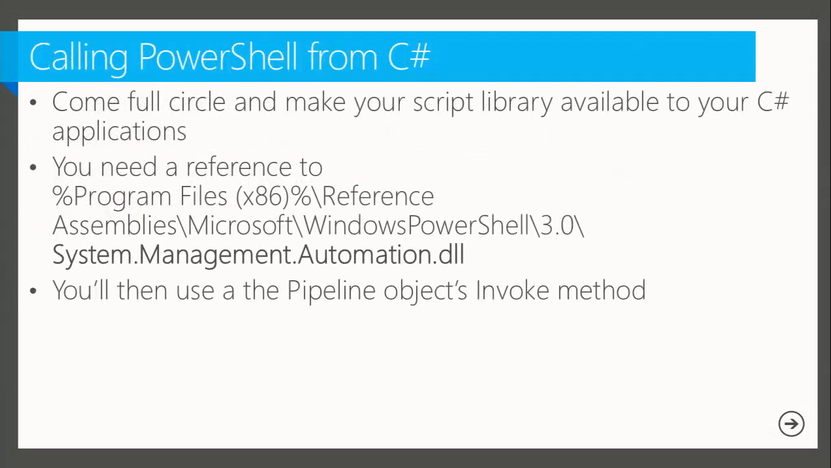So to call PowerShell from C#, you need a reference to the System.Management.Automation interfaces, and then use a pipeline object's Invoke method, assuming you provide it with the text. And by the way, I loaded a text file. You can also just write text directly in. So you can provide an editor experience if you wanted it, whatever you wanted to do for your particular system.